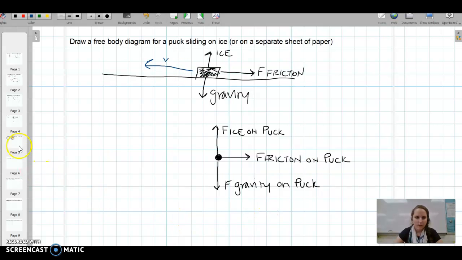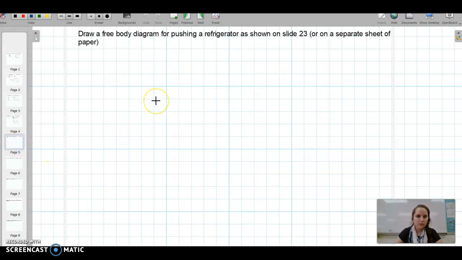Okay, let's move on. So draw a free body diagram for pushing a refrigerator. So let's start by drawing a picture. So this is our fridge. This is the freezer, and this is, no, sorry, the top is the freezer and the bottom is like the fridge part. And then we have a person who is trying to push that fridge.